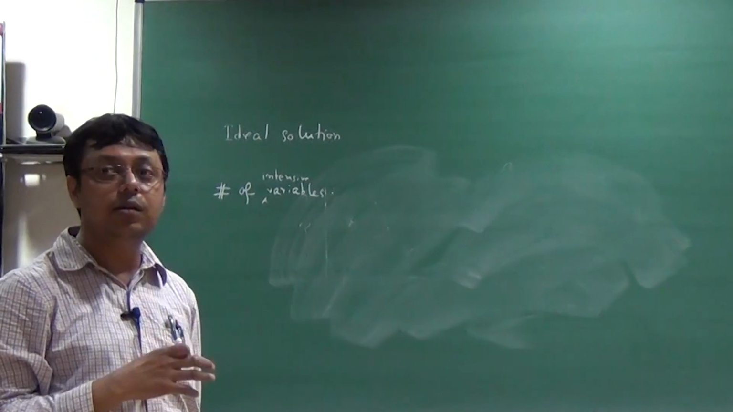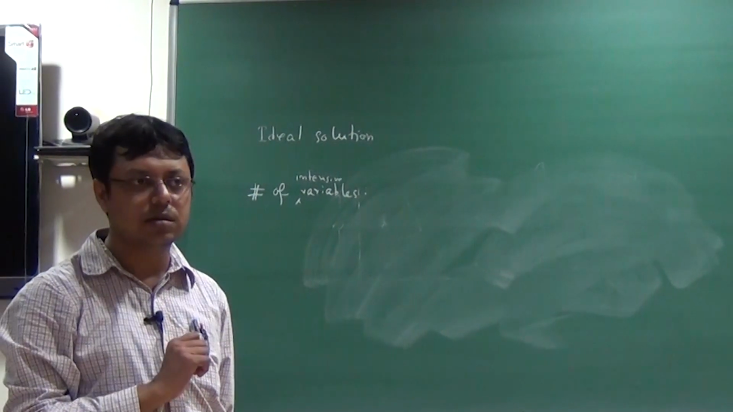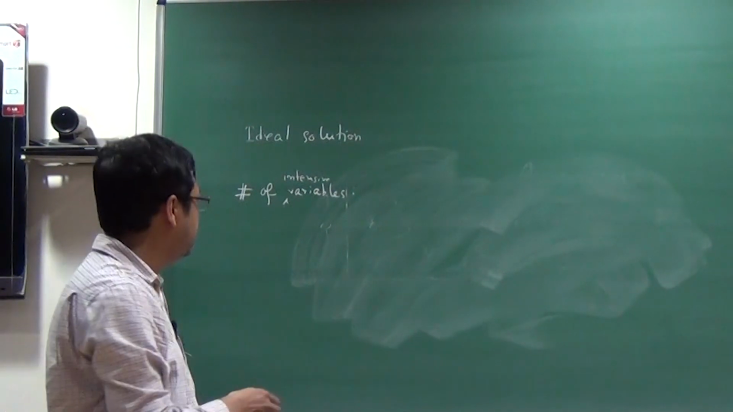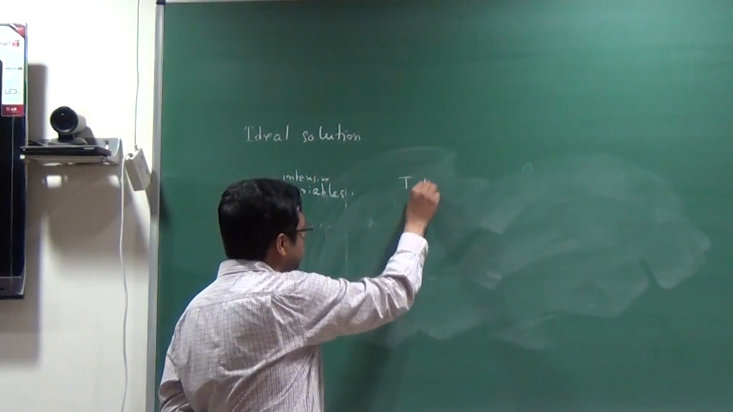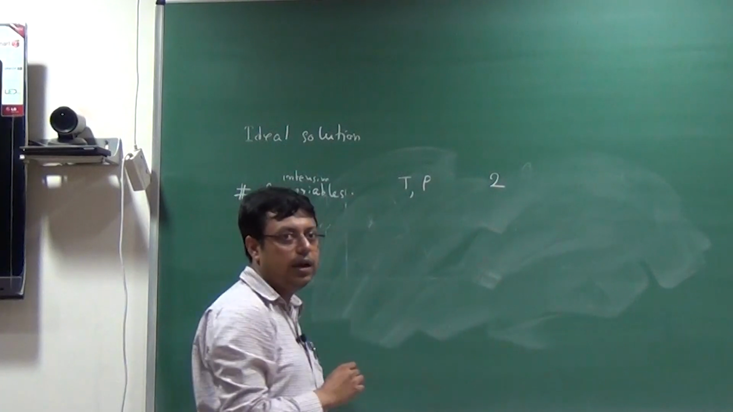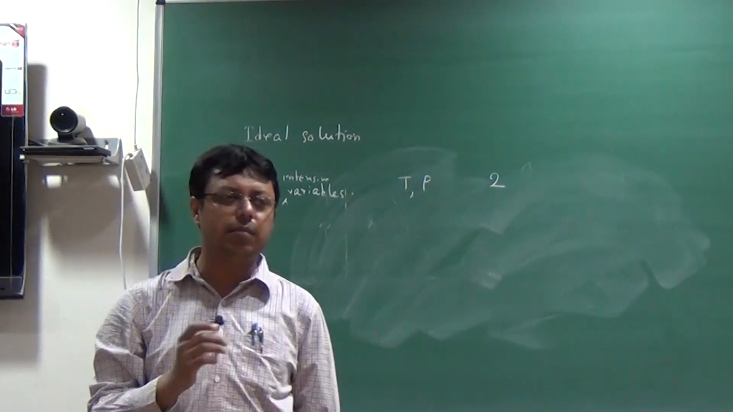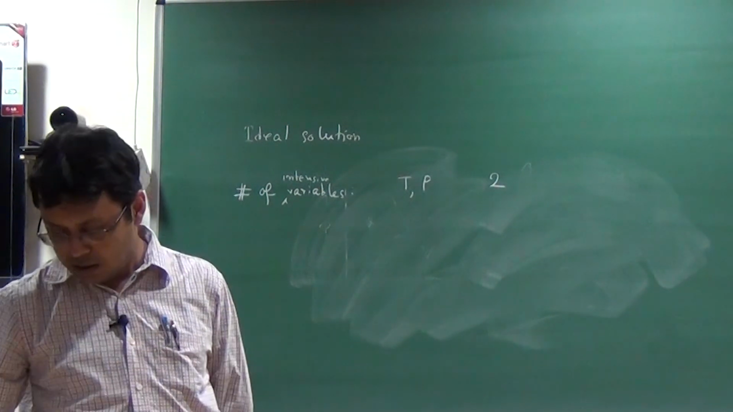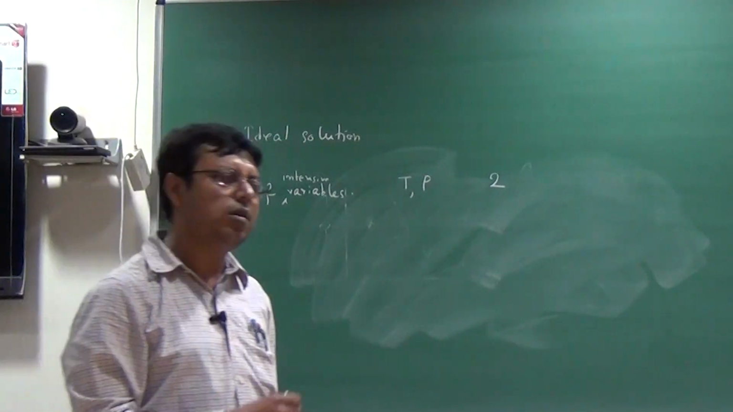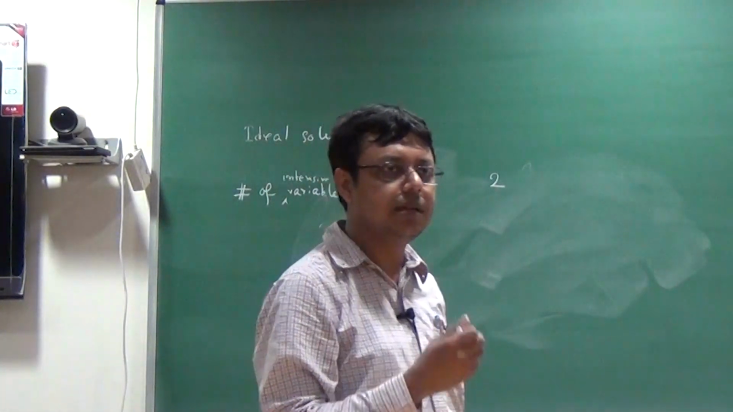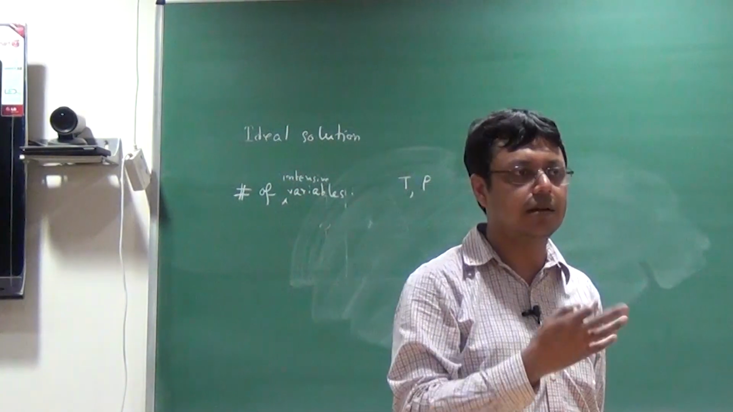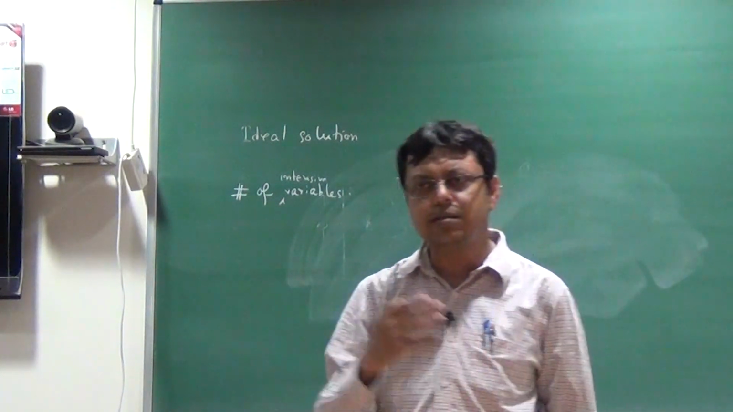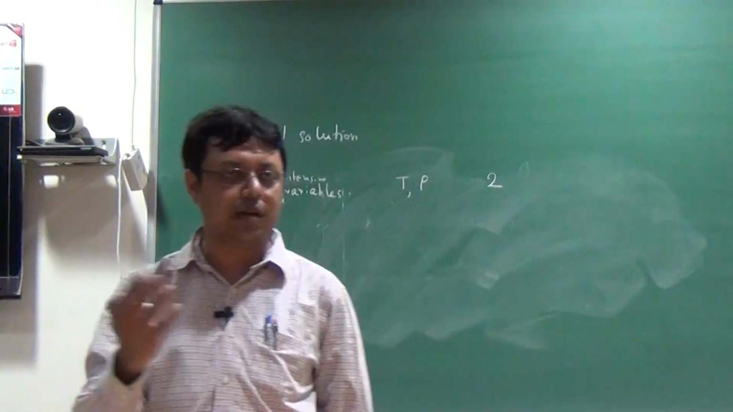Now suppose we do not have only one component. We have multiple components. So 2 variables are already there, temperature and pressure. You know that, right? That will account for 2. But suppose I have, say, 7 components. Let's take an easier example: 2 components, water and phenol. And suppose I have 3 phases: gas, liquid and solid.